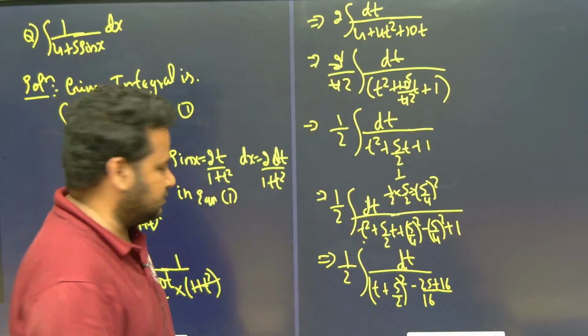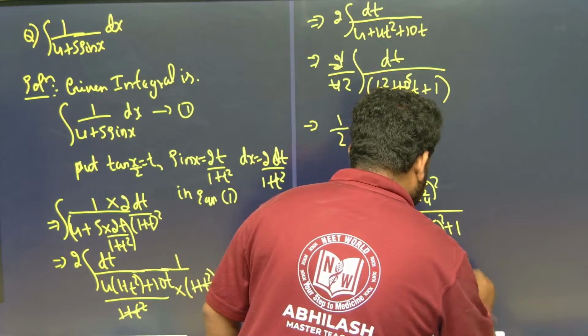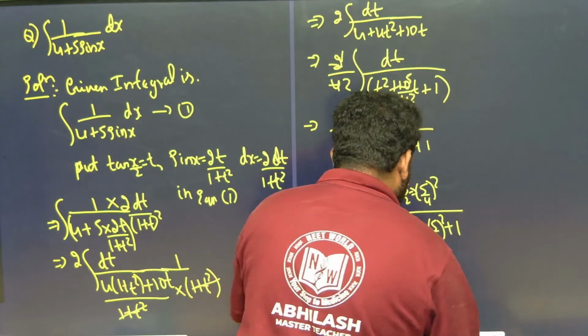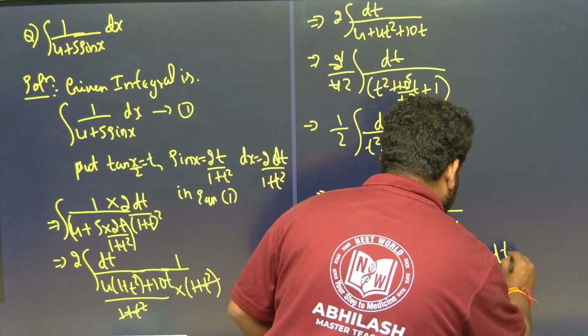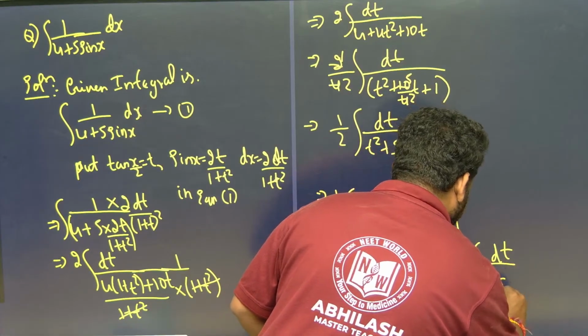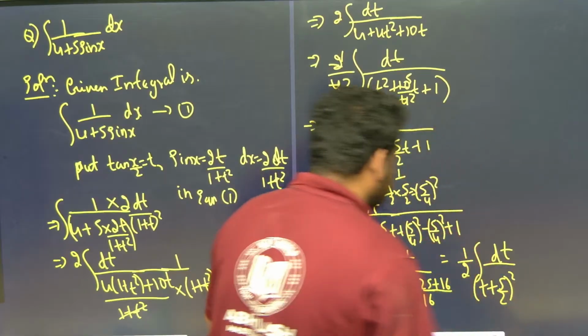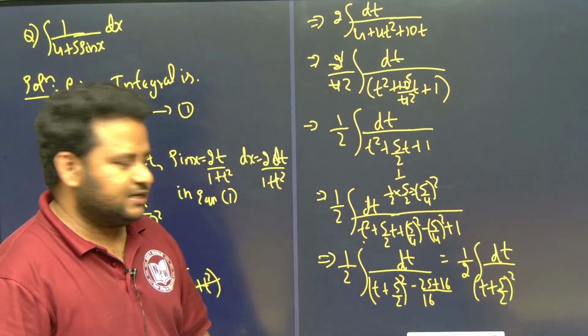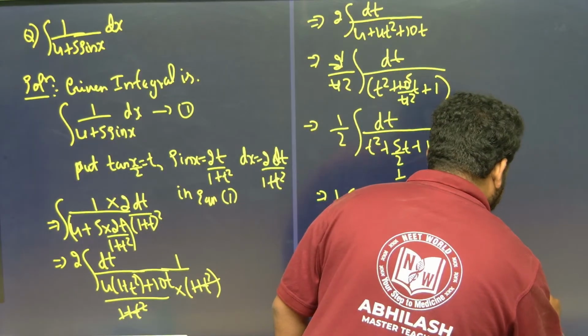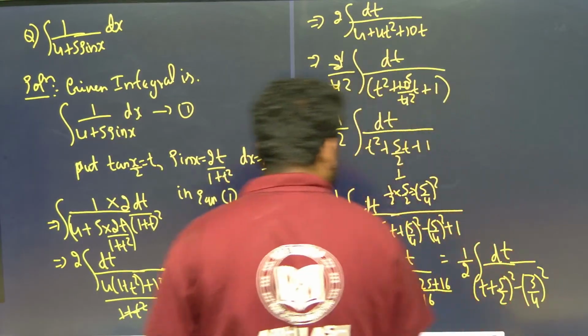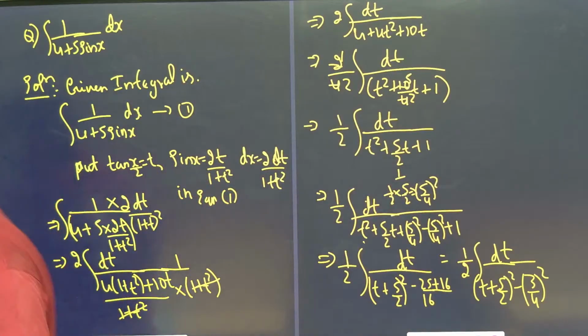Minus 25 plus 16. So this will become equal to 1 by 2 into the integral of dt by (t plus 5 by 2) whole square. Minus 25 plus 16 is minus 9, so 9 by 16 I can write as minus 3 by 4 whole square. Correct? Minus 3 by 4 whole square.